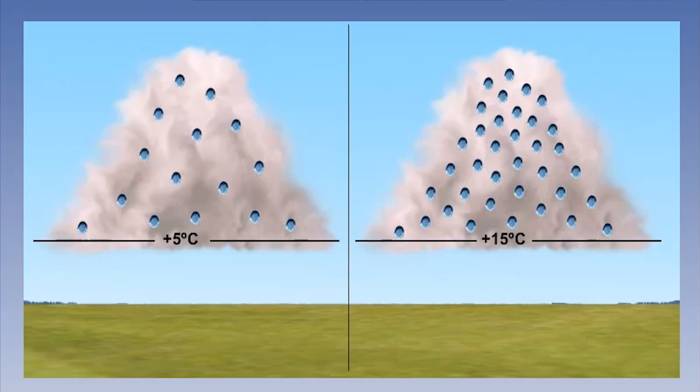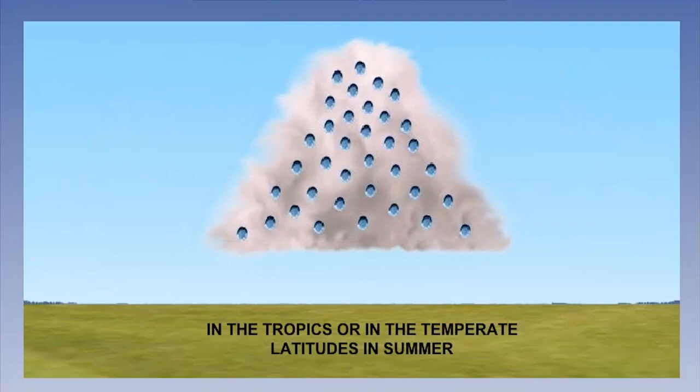In the tropics, we tend to find greater icing risks in convective cloud because of this phenomenon. This effect can be seen in the summer months in temperate latitudes, as the convective cloud bases tend to be warmer than in winter.